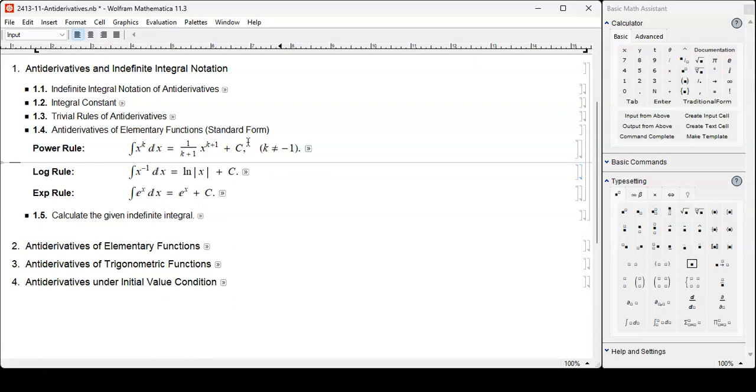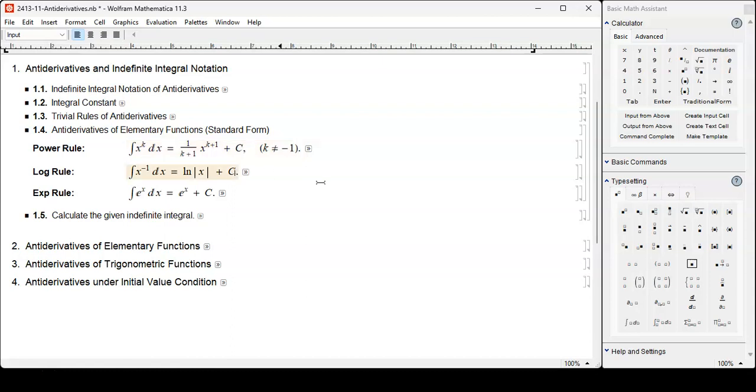The reason is obvious. Start from the right hand side and take the derivative. You'll see k plus 1 is multiplied and collides with this, and they disappear. Subtract 1 from the power, we get x to the k. Yeah, that's the integrand. And plus c, of course, will disappear. There's an exception though. If k is -1, then we have denominator 0 here, so it doesn't make any sense.